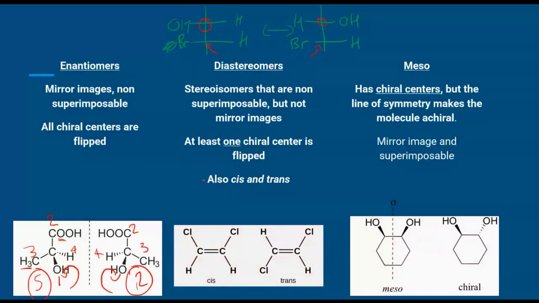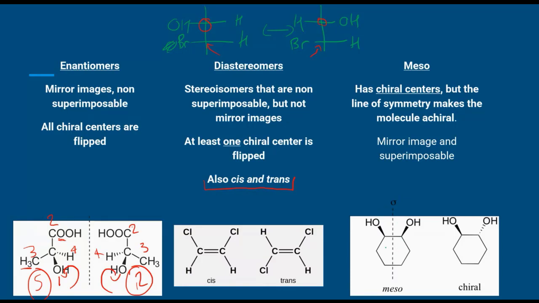Under diastereomers, we also have cis and trans molecules. So these are also known as geometric isomers, but they fall under the same category. So if you're ever given a pair that's cis and trans, you have to realize that those are diastereomers. So our last type of isomer is going to be the meso. So this is a molecule with chiral centers, but because there's a line of symmetry, it makes the molecule achiral.